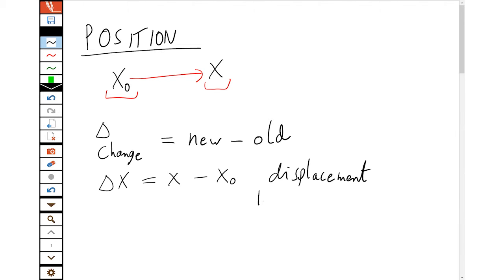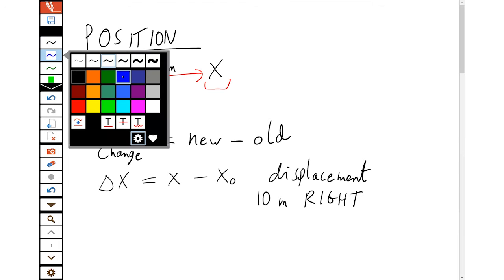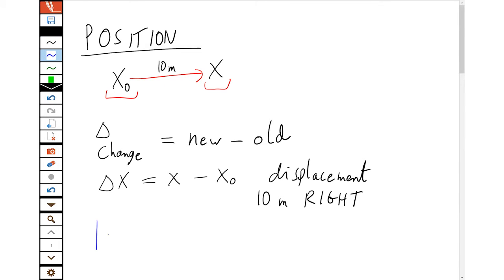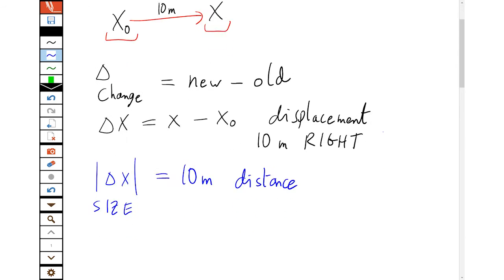For example, that might be 10 meters to the right, like we just saw. Or if you just have the size of it, these two vertical lines just mean the magnitude of, which just mean take the size of it. That would just be 10 meters with no direction. And that's just a distance. And there's a couple of situations where that would be important.